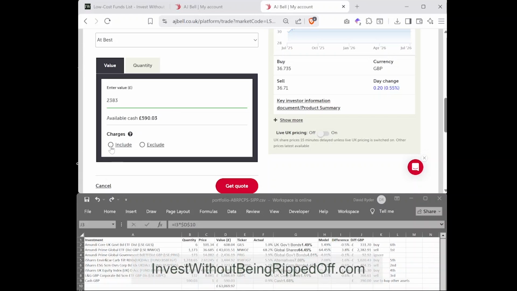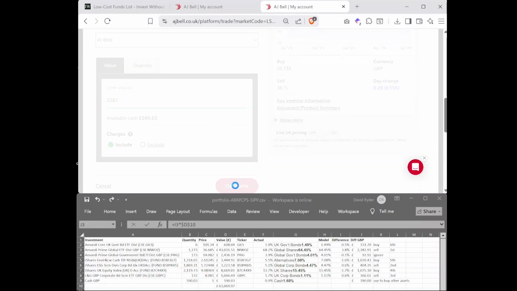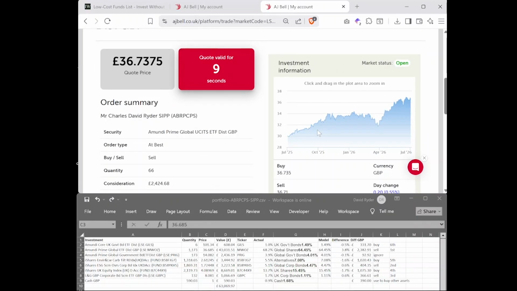And I want to include the charges. I do not want that added on. So it'll be, I don't know, somewhere between £5 and £15 in charges. I want that included in this sum because that's all part of it. So I will now get a quote. And there is the quote. It's at £36.73, which is right. That corresponds with this.